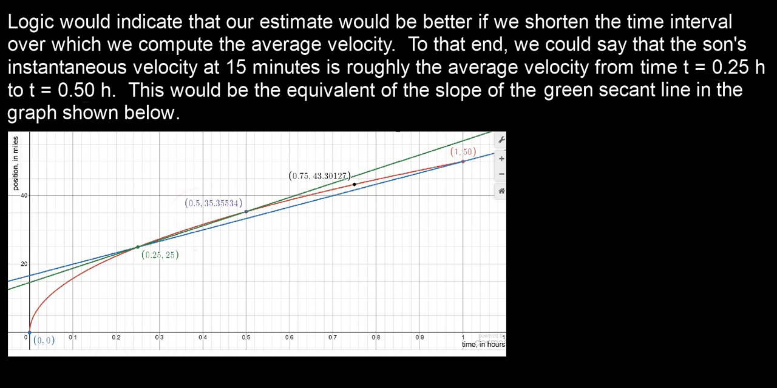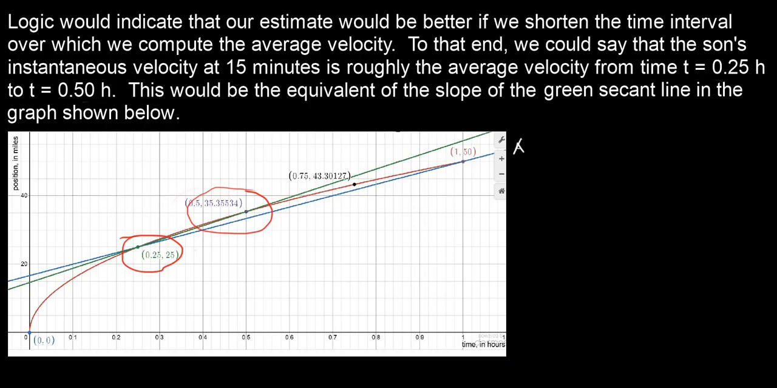We're still interested in finding the instantaneous velocity at that 15-minute mark. But what we're going to say now is that we're going to approximate it by taking the average velocity at that 15-minute mark, or 0.25 hour mark, from that time to 15 minutes later, or when t is equal to 0.5. So we're going to say that that average velocity is our new estimate of his instantaneous velocity at the 15-minute mark. So let me show you what that computation looks like.